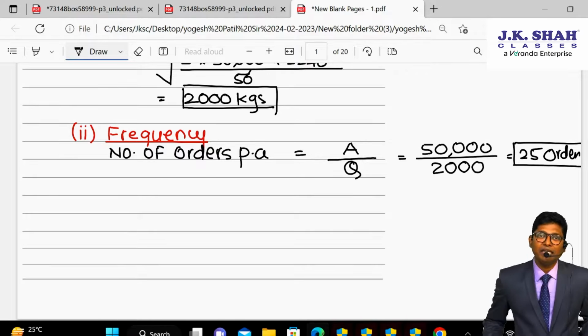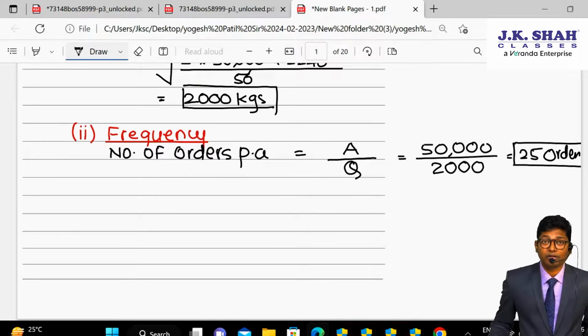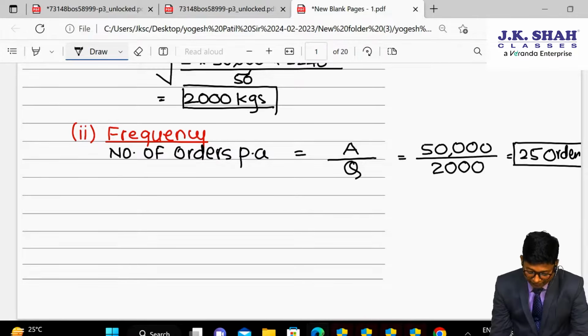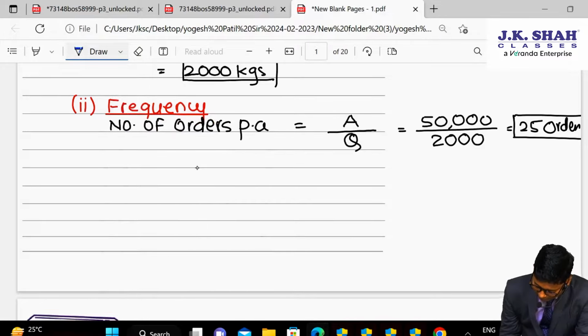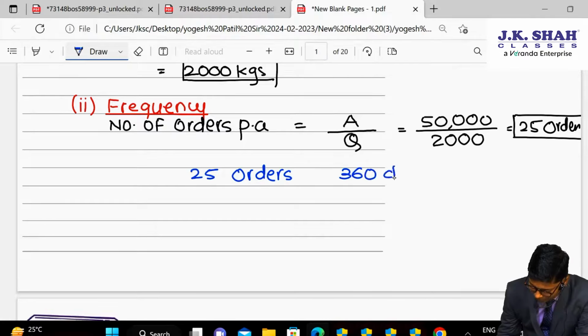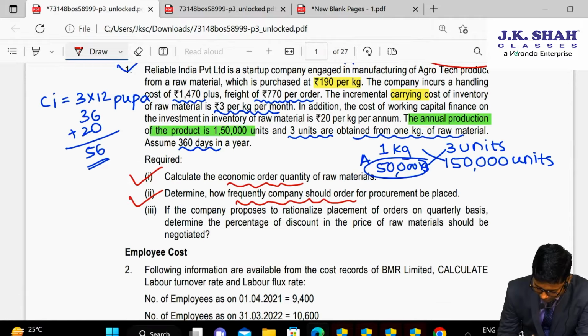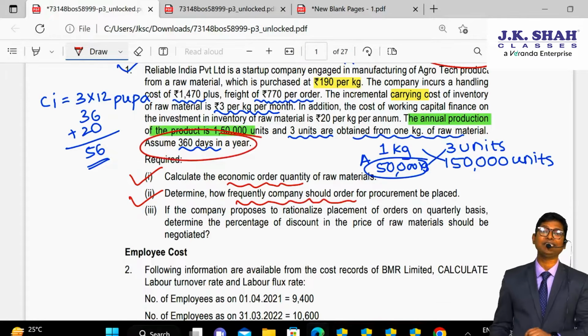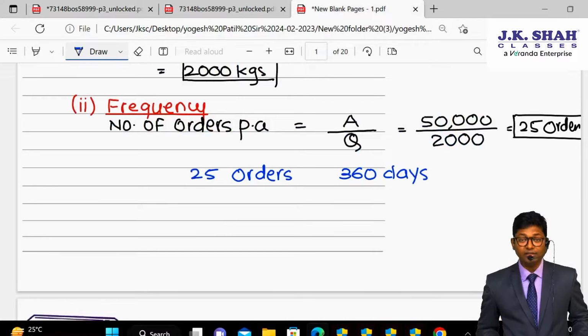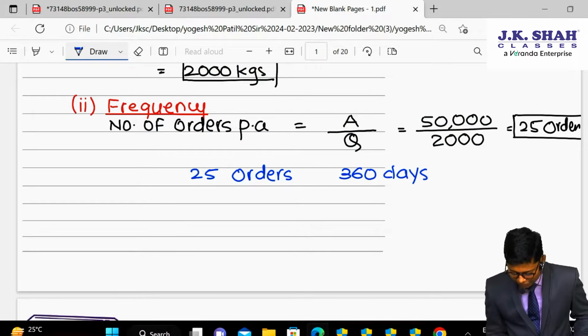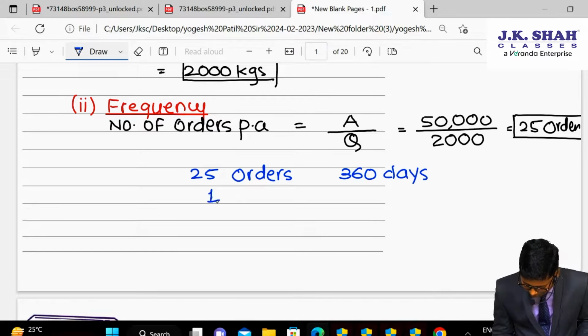The question's requirement is not to calculate the number of orders. The question is asking us to find out the frequency, and for frequency calculation, try to understand logically. Try to understand 25 orders, correct? No guys, 25 orders will be placed in 360 days a year. It is given in the question to consider 360 days. So these 25 orders will be placed in these 360 days, and I just need to check what will be the period for one order.